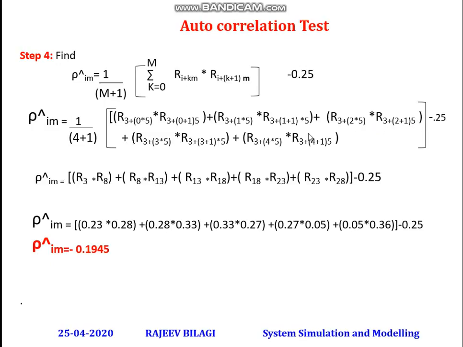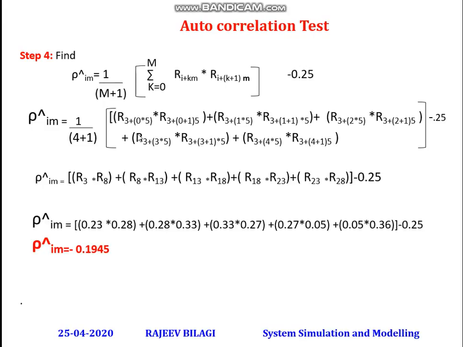This is R3. So now when k is equal to 3, so R3 plus 3 into 5, so again 3 plus 1 here into 5. Similarly, when k is equal to 4, we are going to get 4 plus 4 times 5 into R of 3 plus 4 plus 1, 5.